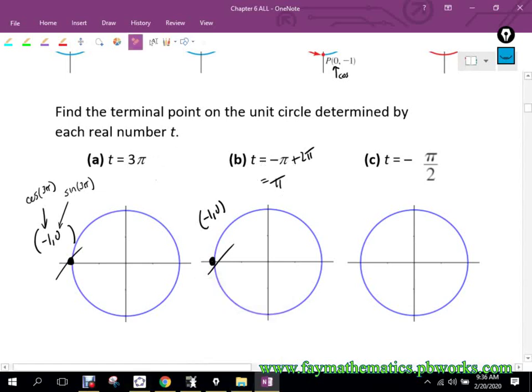So would you guys agree that these two things are coterminal angles? Yeah. Okay. Or if we're talking about the arc lengths, we're talking about just the point in general, they're coterminal points. What about negative pi over 2? Where am I going to go there?